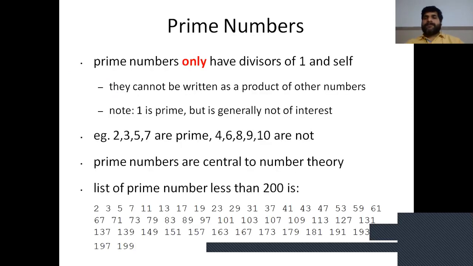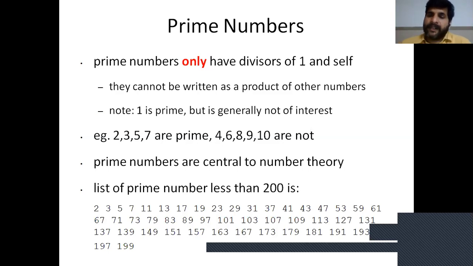A prime number only has divisors of 1 and itself. It cannot be written as the product of other numbers. Note that 1 is not prime, but generally we are not interested in it. 2, 3, 5, 7 are prime. 4, 6, 8, 9, 10 are not prime. Prime numbers are central to number theory. The list of prime numbers less than 200 is like 2, 3, 5, 7, 11.